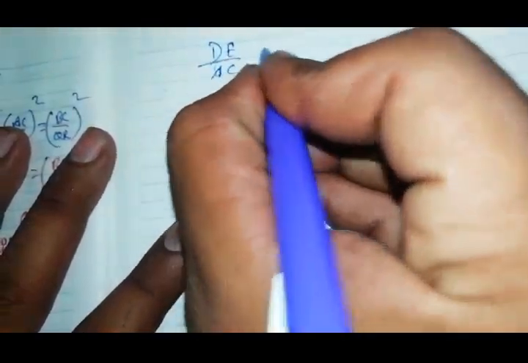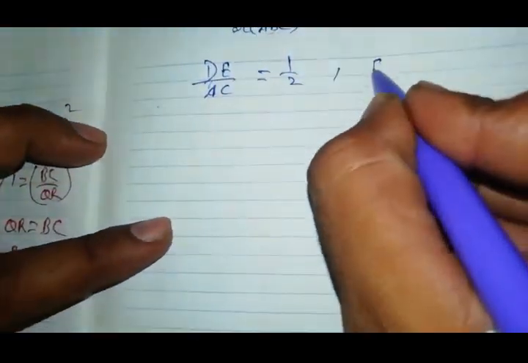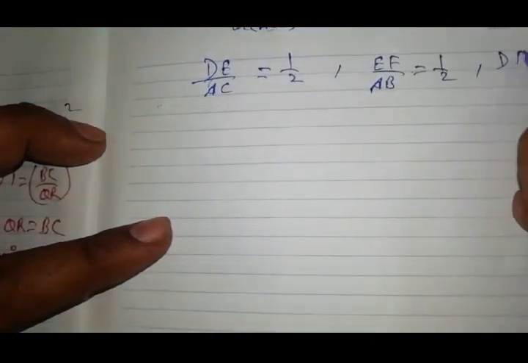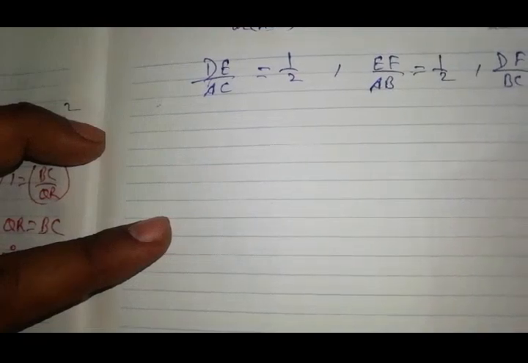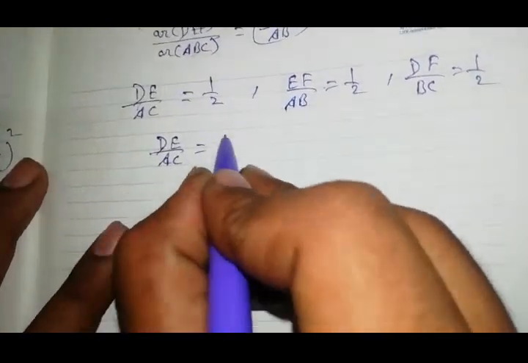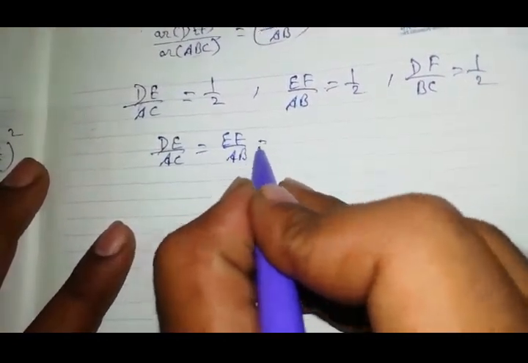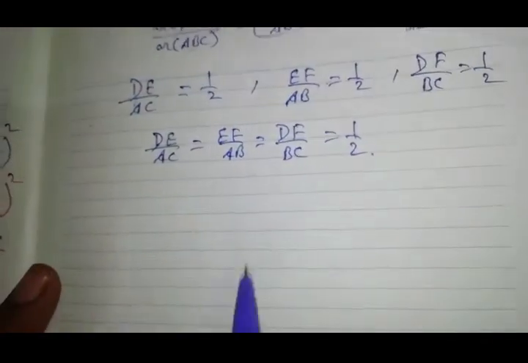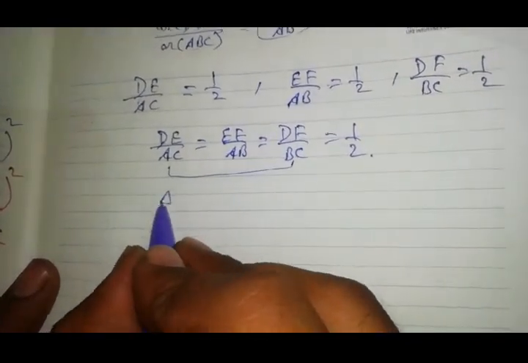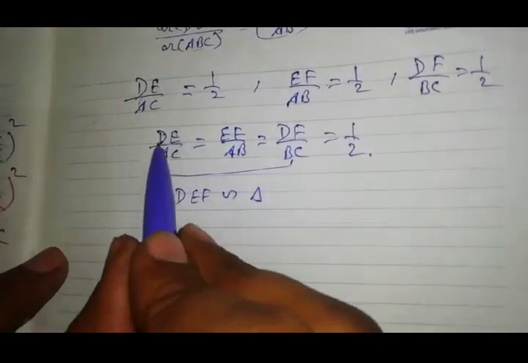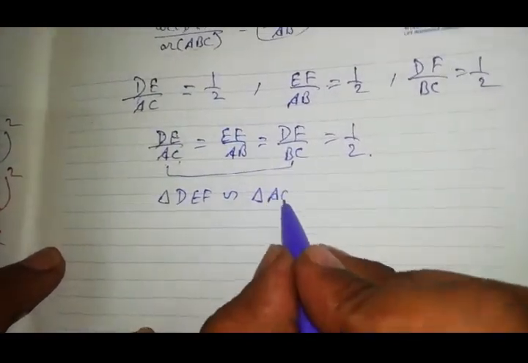So let me write here that DE upon AC is equal to 1 by 2, also EF upon AB is equal to 1 by 2 and DF upon BC is equal to 1 by 2. Now look, DE upon AC is equal to EF upon AB is equal to DF upon BC is equal to 1 by 2. Now by these three we can say that triangle DEF is similar to triangle ACB.